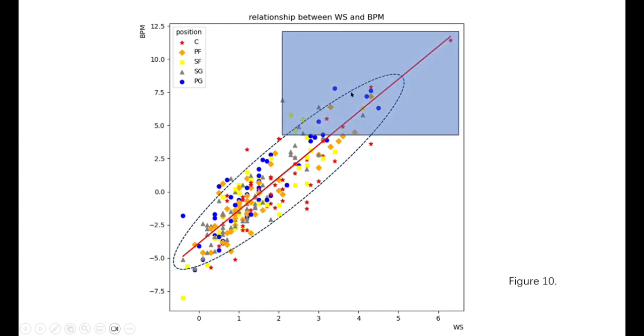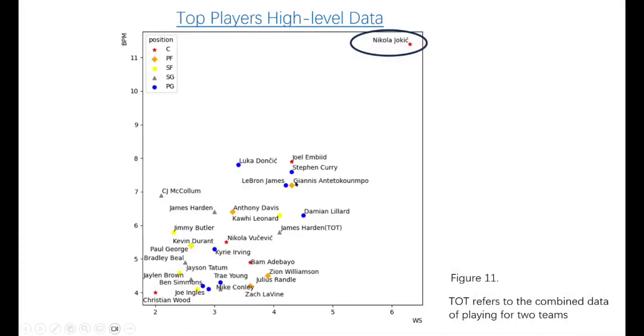And here I want to zoom into the top right corner to further filter out elite players. It's evident that Nikola Jokic significantly outperforms others in both metrics, undoubtedly making him a top contender. Moreover, we need to consider players from different positions.